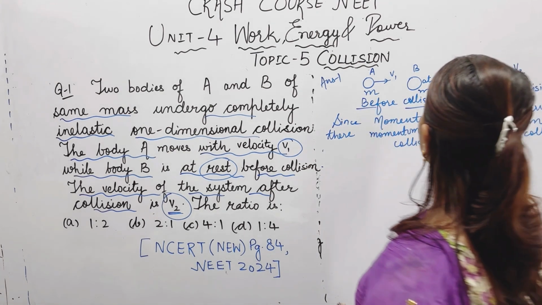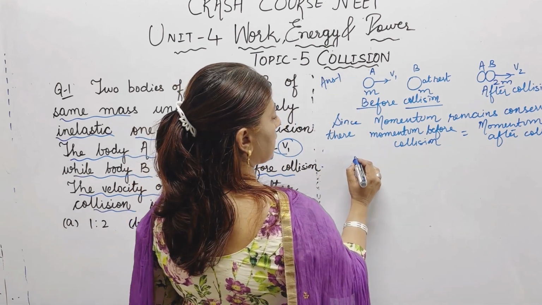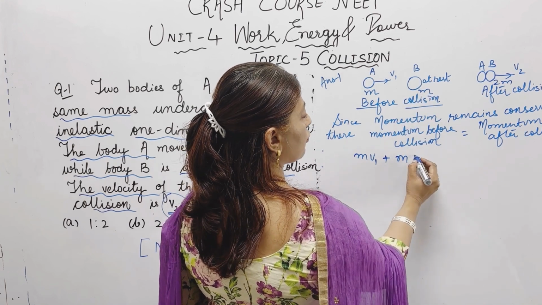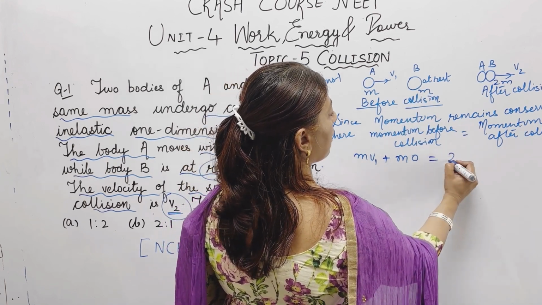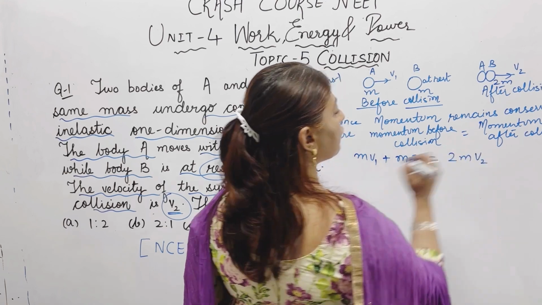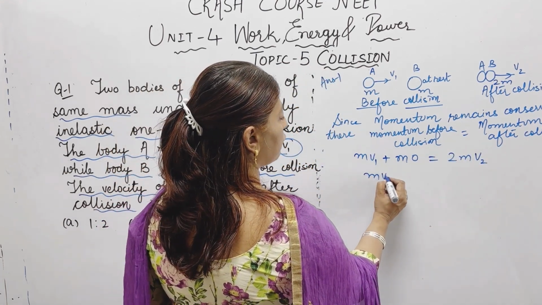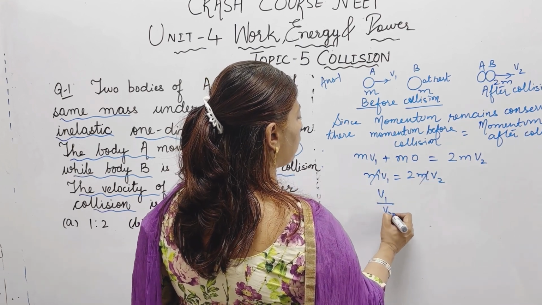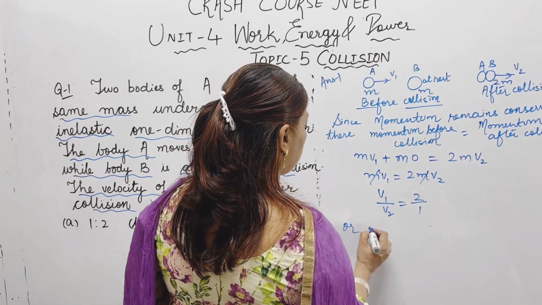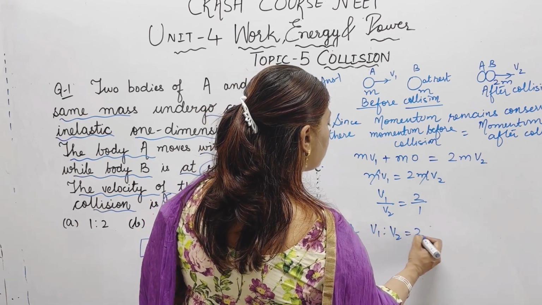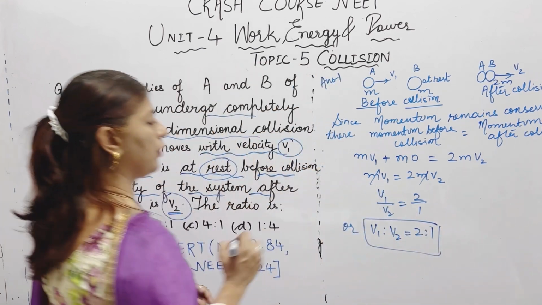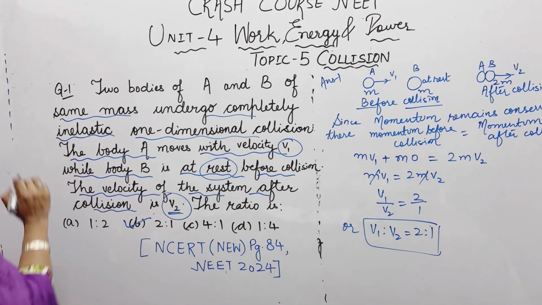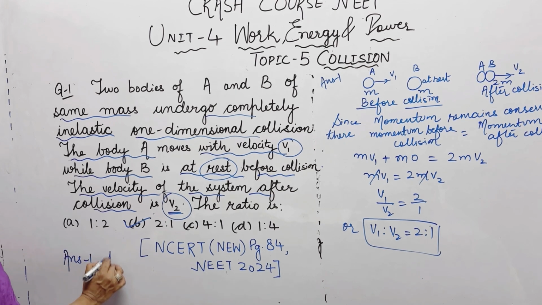Now momentum before collision. The body A is having mass m moving with velocity v1. This body is having mass m but it is at rest, so velocity is 0. This has become a system of twice m moving with velocity v2. So m v1 is equal to twice of m v2, and v1 upon v2 is equal to 2 by 1, or the ratio of velocities comes out 2 is to 1. Now if we look at the options, our answer goes with option number B, and the answer for the first part is B.